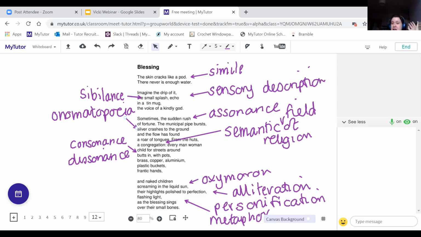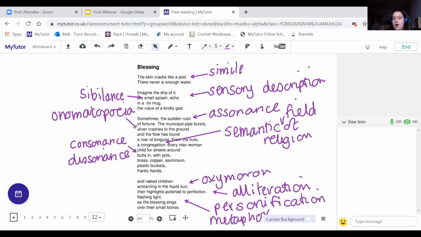There is no way you would write about all of those in the exam. The nice thing to do is pick the ones that you think you can say the most about, or if you can link them together. So if you've got perhaps two metaphors being used, the blessing sings and the voice of a kindly God, I would link those two together because they've got the semantic field of religion in there as well. So you could talk about loads there.